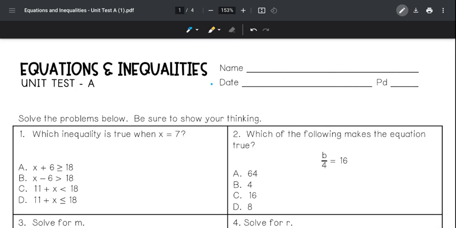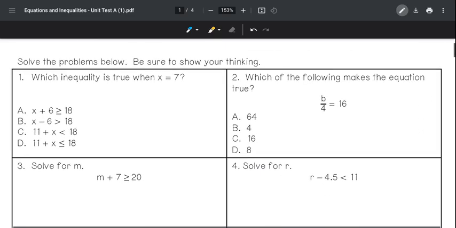This is your equations and inequalities test review. I'll go over all the questions. You need to make sure on a separate sheet of paper that you are correcting each of the problems you missed. You staple that scrap paper to your test and you turn it back into the class tray when you're done. Number 1, which inequality is true when x equals 7?